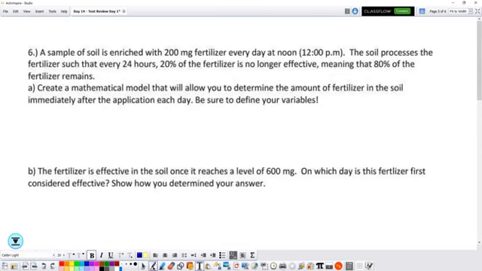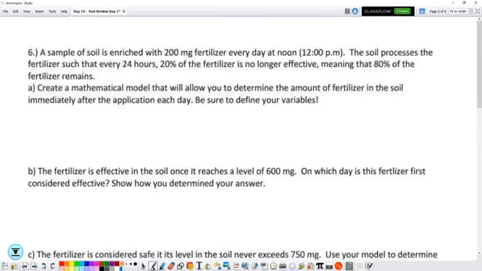Number 6. A sample of soil is enriched with 200 milligrams of fertilizer every day at noon. The soil processes the fertilizer such that every 24 hours, 20% of the fertilizer is no longer effective, meaning that 80% of the fertilizer remains. Create a mathematical model that will allow you to determine the amount of fertilizer in the soil immediately after the application each day. Be sure to define your variables.